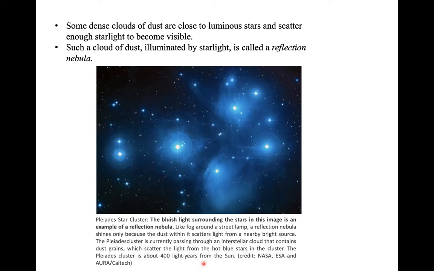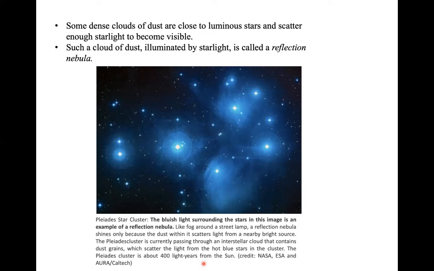So actually, there are some dense clouds of dust that are close to luminous stars, and they scatter enough starlight to become visible, right? So when the light comes from the stars and hits these dense clouds of dust, this light will be scattered by the dust, and then they will be visible. And this is what happens in the Pleiades star cluster.